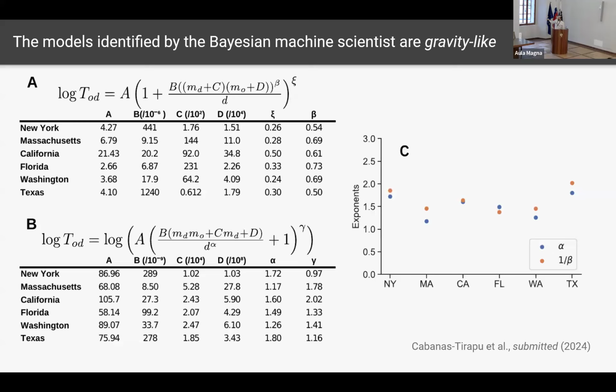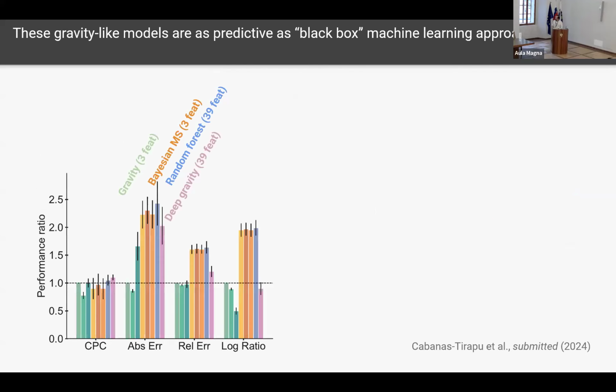So this is not a gravity model, but it's a gravity-like model. It's a model that is mathematically pretty simple and pretty similar to the gravity model that has been used. Now, these models are not as simple as this. The question is, are they predictive or not of mobility flows? And very quickly, basically the answer is yes.